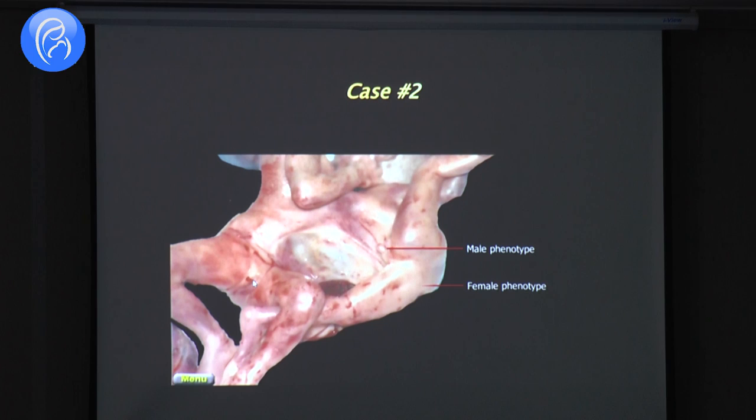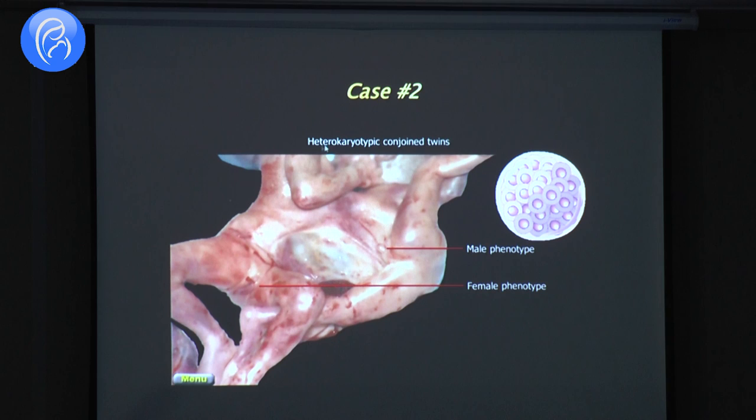How is that possible? Because from the original cell mass, you have a loss of a Y chromosome. This was a 46XY chromosome. It turned into a heterochromatic conjoined twin. So one cell line continues as 46XY, the boy, and the other cell line loses the Y chromosome, and now we have 45X0, the little Turner syndrome. So if you don't believe your ultrasound image, then you cannot get to the diagnosis. So you have to always search for rare and unusual cases.